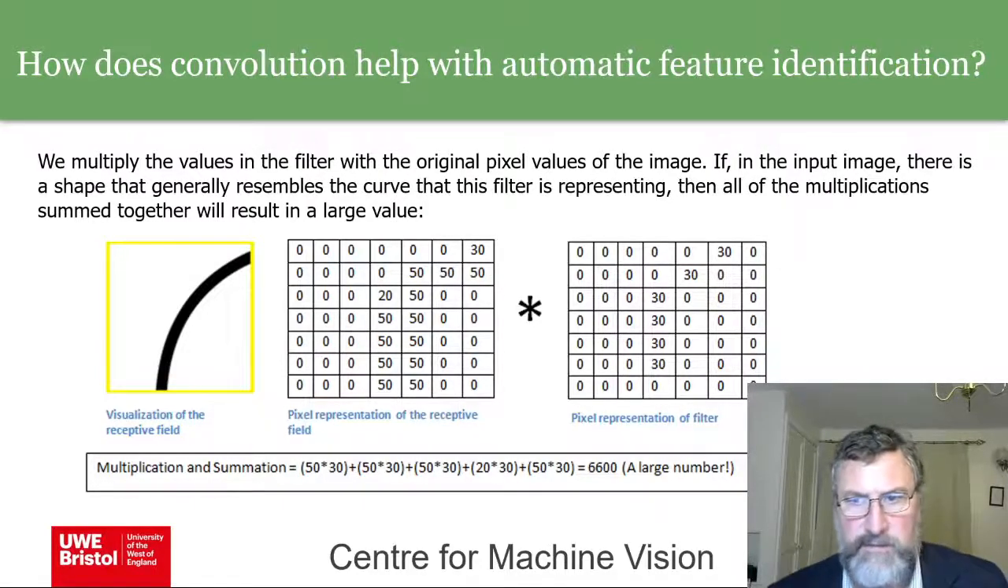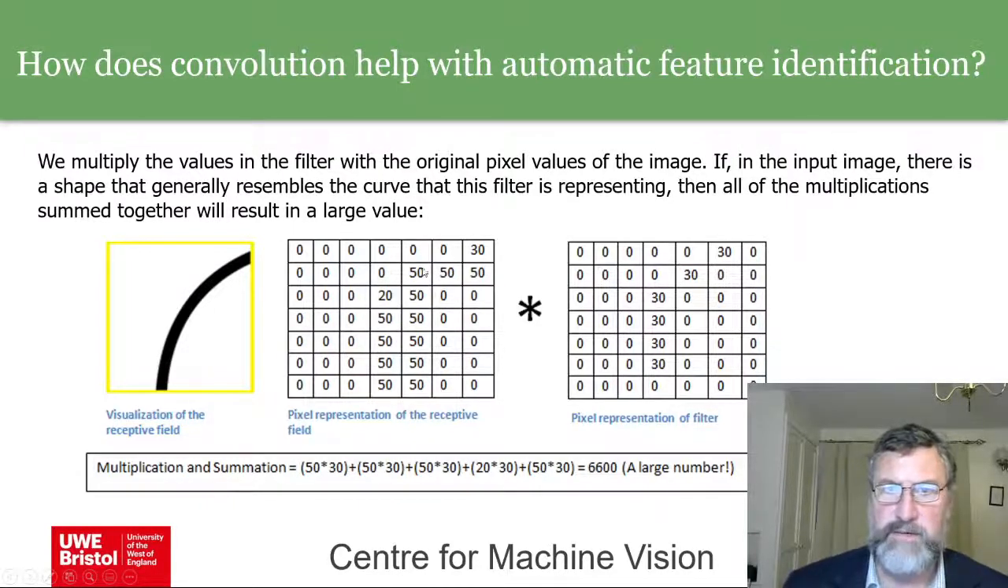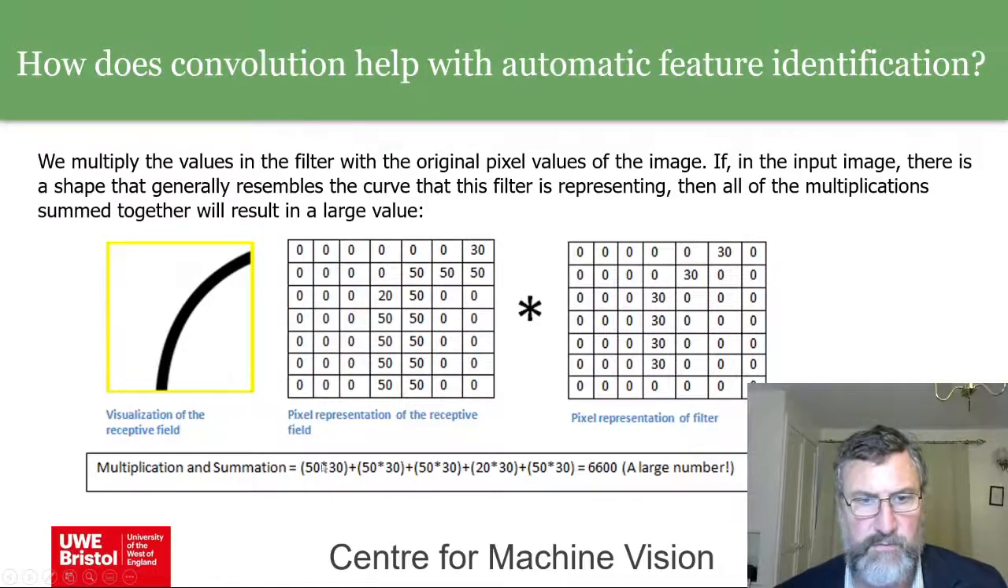So this is the image data from the mouse, back of the mouse, and this is our filter. So we're doing this multiplication summation as per convolution. We say visualization of receptive field, that's what the mouse looks like in that area, in other words. This is what that receptive field looks like in terms of pixel values, and this is our kernel for the filter. So this is what the convolution operation does. We get the 6,600, a very large number, as a result of this convolving here.